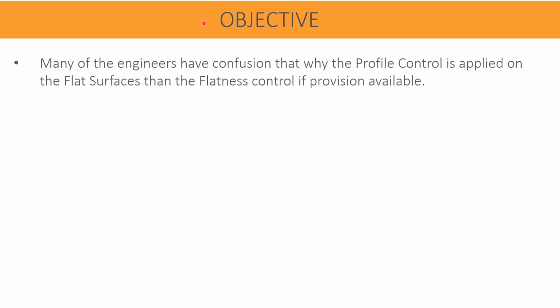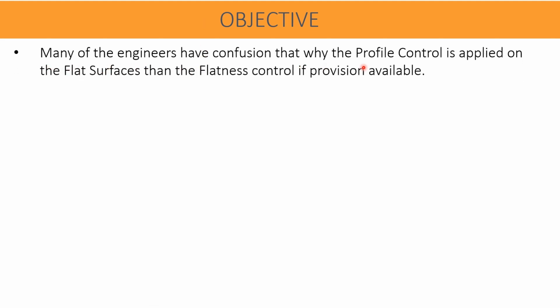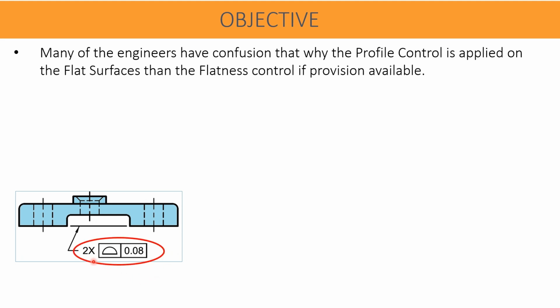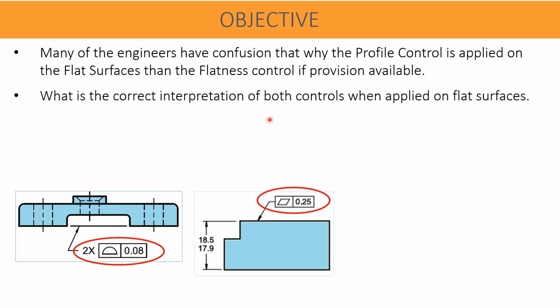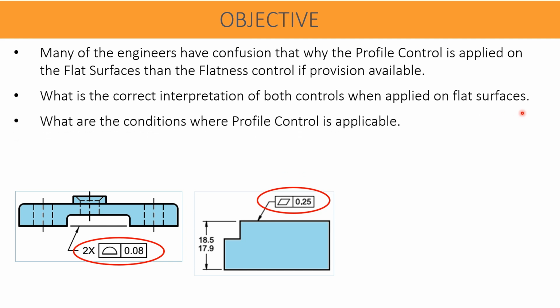Many engineers are confused about why profile control is applied on flat surfaces if flatness control is already available in the standard. In this drawing, profile of the surface control within 0.02 is given. In this drawing, a flatness callout is provided on the top flat surface. Then what is the meaning and interpretation when the profile symbol is applied and when the flatness symbol is applied? And also what is the criteria to select flatness or profile for the given conditions?